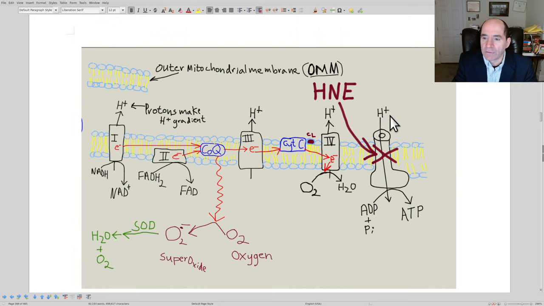Then the gradient is harvested by allowing a hydrogen to come back through the ATP synthase, and the energy of that passing back into where it wants to be, to equilibrate to where it has a lower concentration, enables a phosphate to be added to ADP, adenosine diphosphate, to make adenosine triphosphate, as in three of them. And that's like the $20 bill in a cell, the currency of energy. Okay, so HNE can block that. Not good.